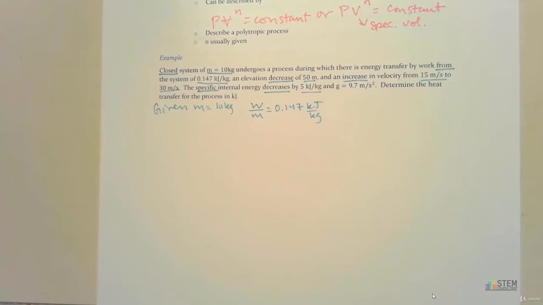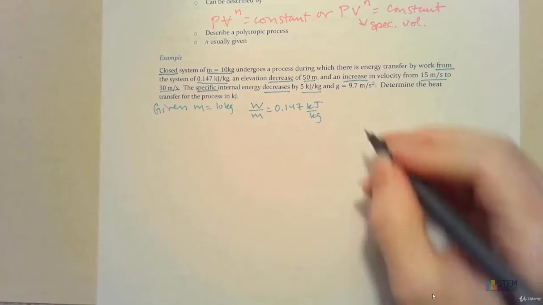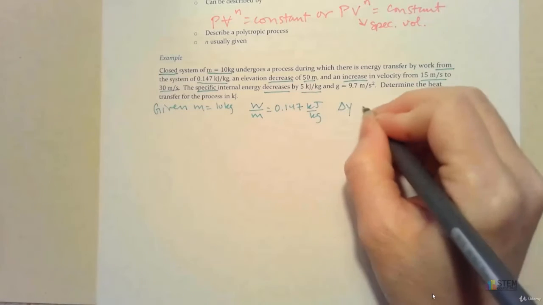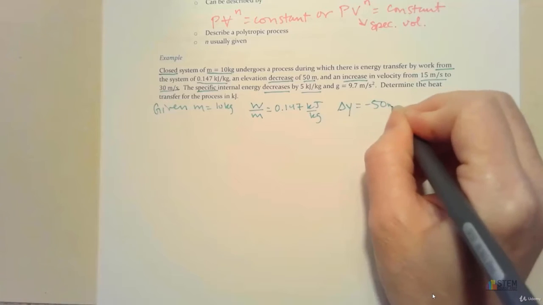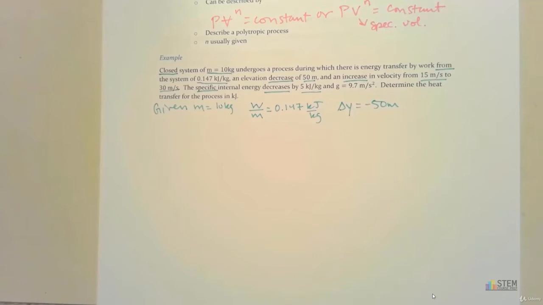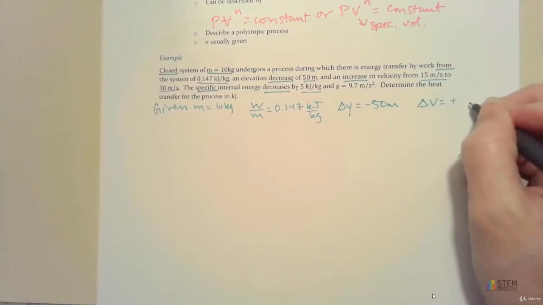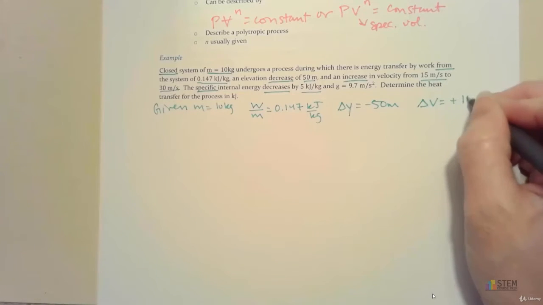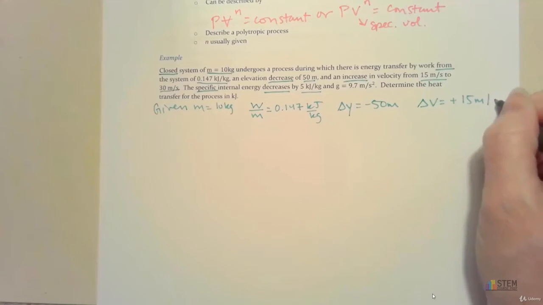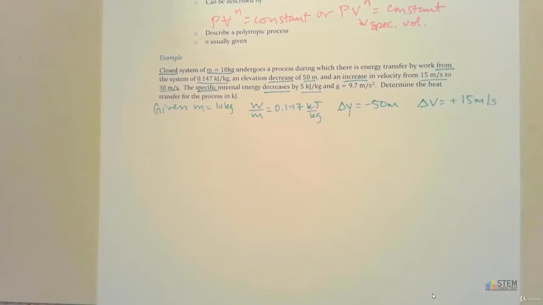And next we've got an elevation decrease. So I'm just going to call that delta y, so negative 50 meters for that. Negative because it's a decrease. Change in velocity, we've got an increase here. It's going to be positive because it's an increase. And subtracting 30 and 15, you get 15 meters per second.